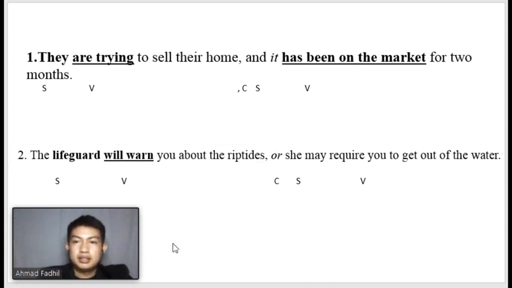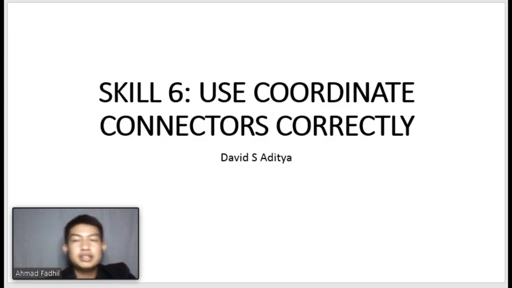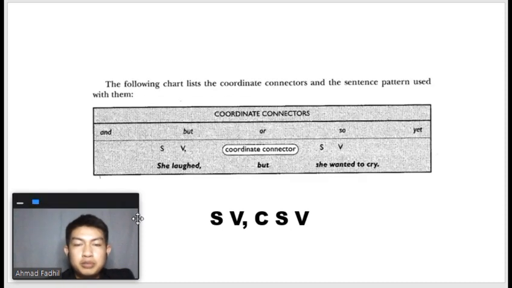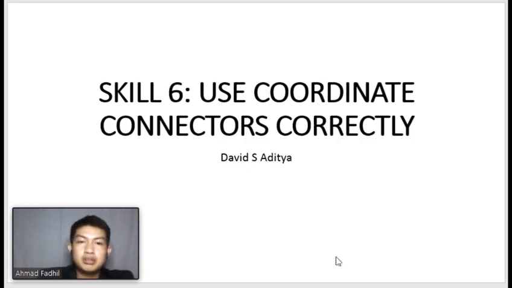Now, the conclusion is: to use a connector correctly between two clauses, we must remember this formula: subject, verb, comma, the connector, second subject, and second verb. The structure is always like this. Okay, so that's a little bit of explanation about this Skill 6, about how to use coordinate connectors correctly.